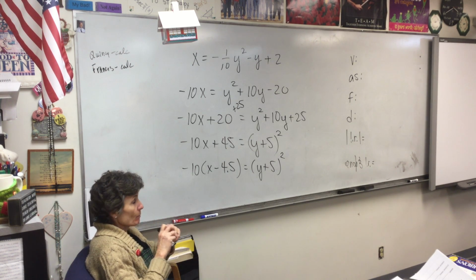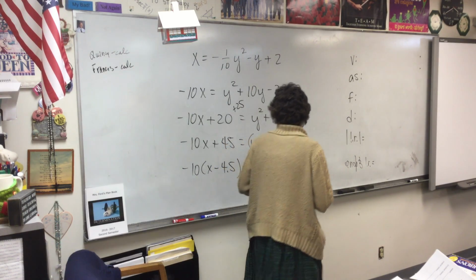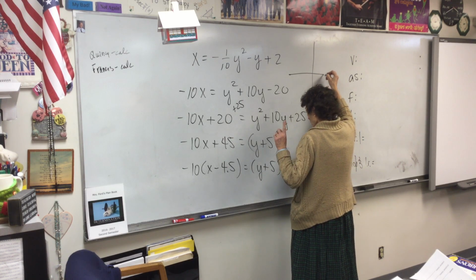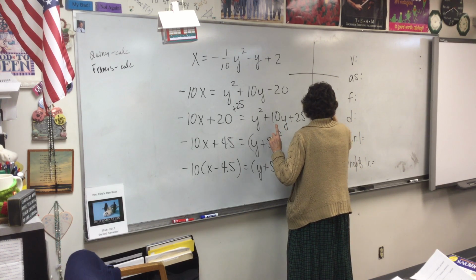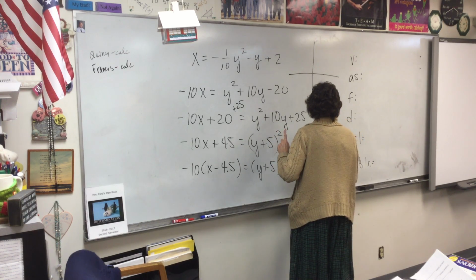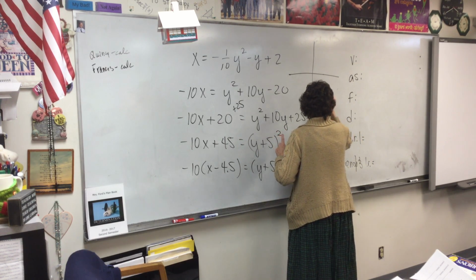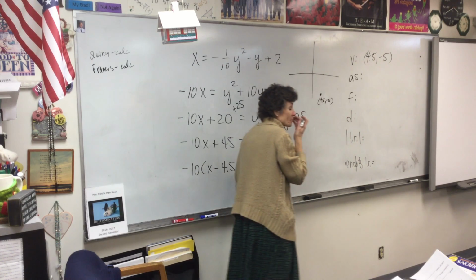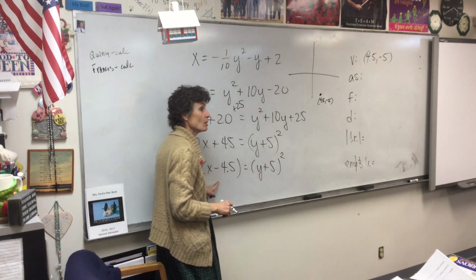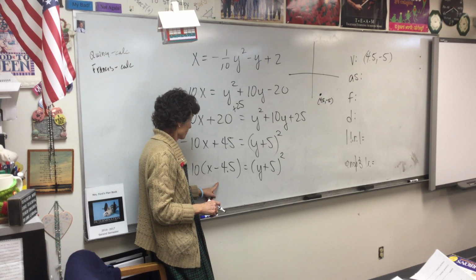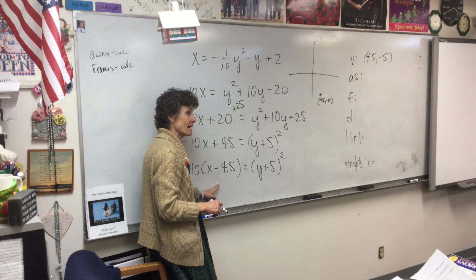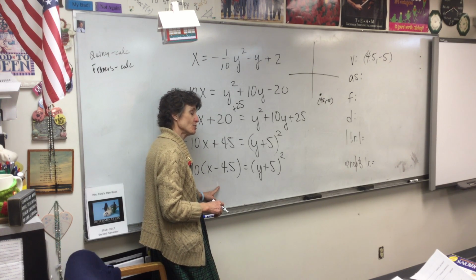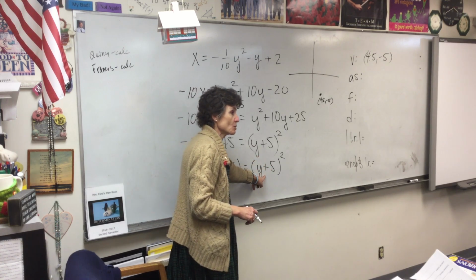Good. Alright, where's my vertex? 4.5, negative 4.5. No, 4.5, -5. 4.5, -5 is my vertex. Which way does it open? Down. Or up. Or, oh, to the left. Well, we guessed down, up, and left. To the right. To the left. It's to the left. Why is it to the left? It's negative. It's a y squared.